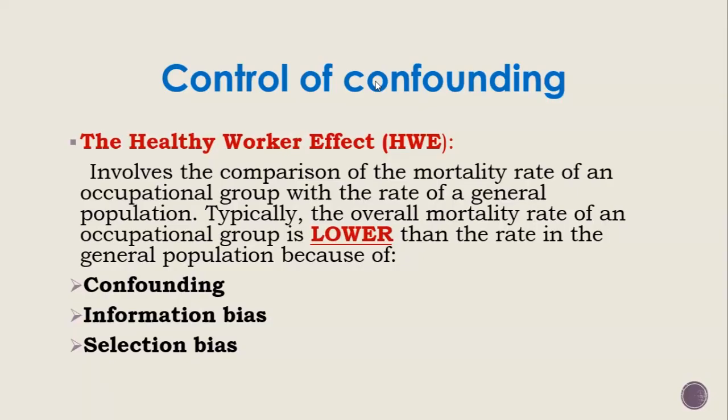And so if you find that the mortality rate in the working population or the occupational group is much higher than it is in the general population, it simply points to the fact that there is something at work which is causing this increased mortality, since we expect the overall mortality rate in workers to be less than the general population.